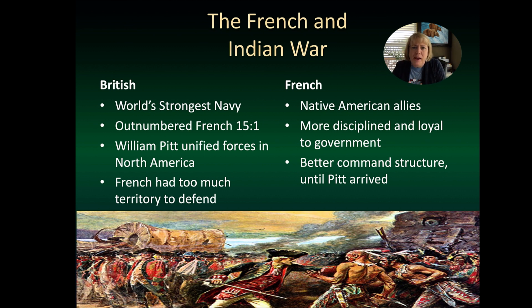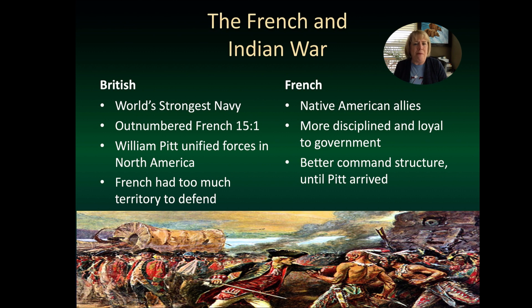The biggest advantage the British had in this war was when William Pitt came in. William Pitt's going to come in about halfway through this war, and he is going to unify all 4 armies and say we're going to fight as one. And even though the French had a better command structure at the beginning, William Pitt is going to unify the British forces, British and colonial forces, and he is going to basically at that point take it to the French. And the big thing that the British had over the French, way too much territory that the French had to defend.